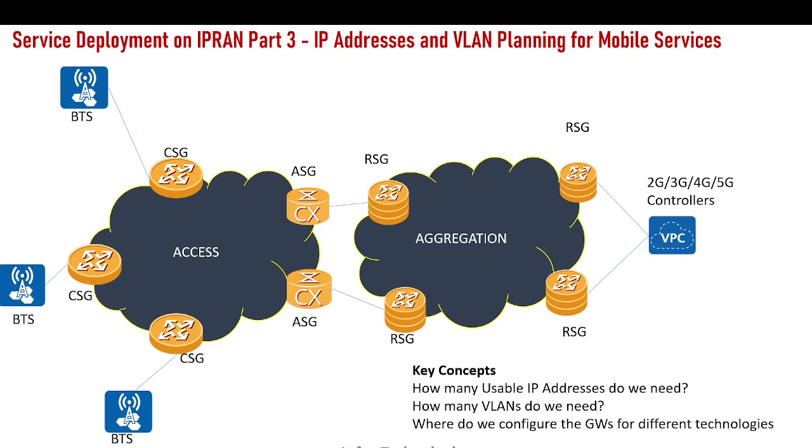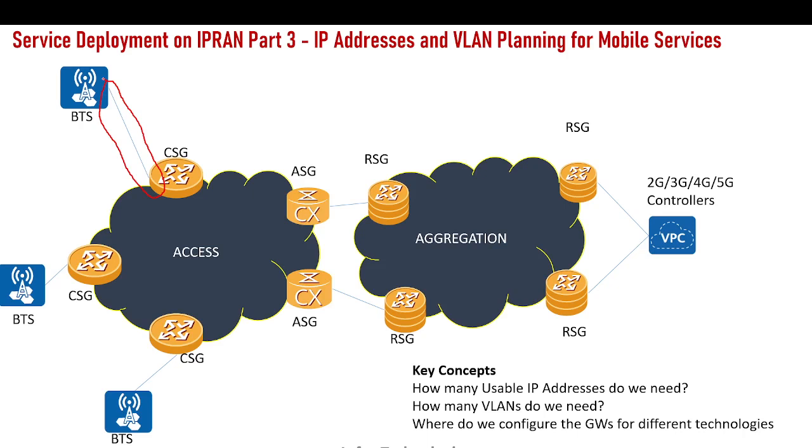So in this episode, we'll be discussing how to do IP address and VLAN planning for mobile services. When you are deploying services, especially the mobile services, you always need, one, an IP address, and two, a VLAN. So remember I've mentioned that with SRAN solution, we have one connection from the BTS to the CSG. So it means on the CSG, we will do service configuration on the same port. So when you are doing the VLAN and IP address planning, you need to ensure that you don't have duplicates, especially for the same service.